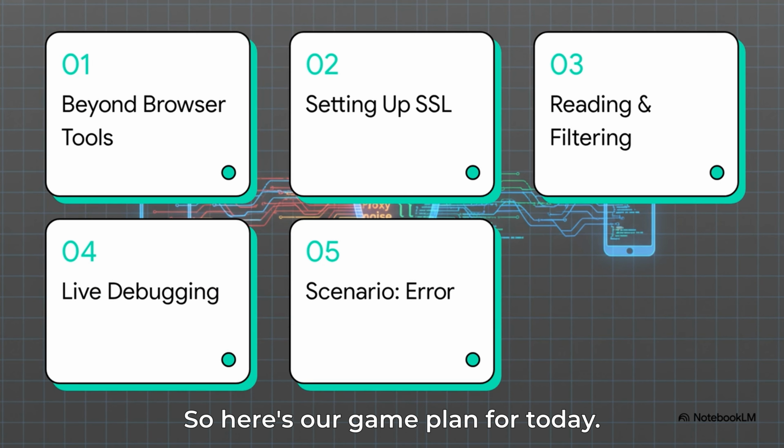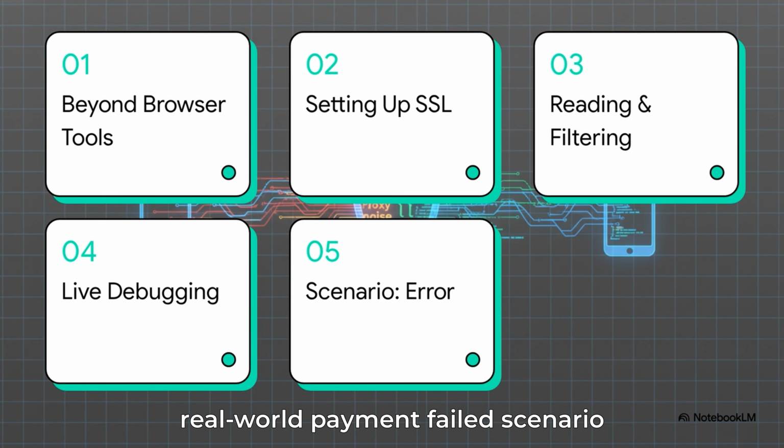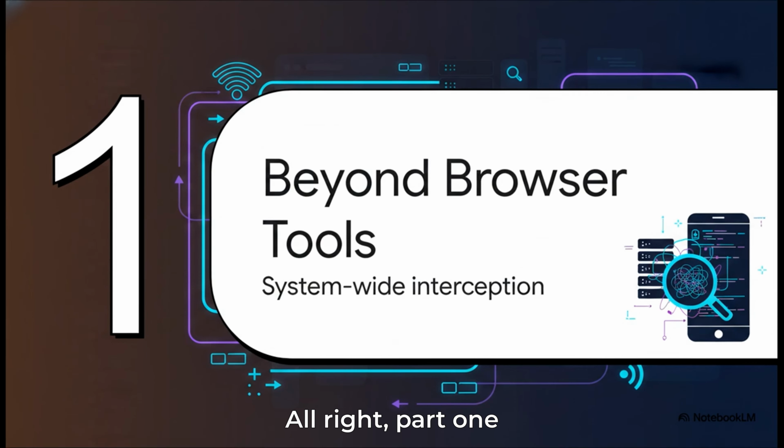So here's our game plan for today. It's highly practical. We'll start by moving beyond basic browser tools, then get into the weeds of setting up SSL proxying. After that, we'll look at reading and filtering requests, doing some live debugging with breakpoints, and finally, we'll tackle a real-world payment failed scenario to put it all together. All right, part one, beyond browser tools.